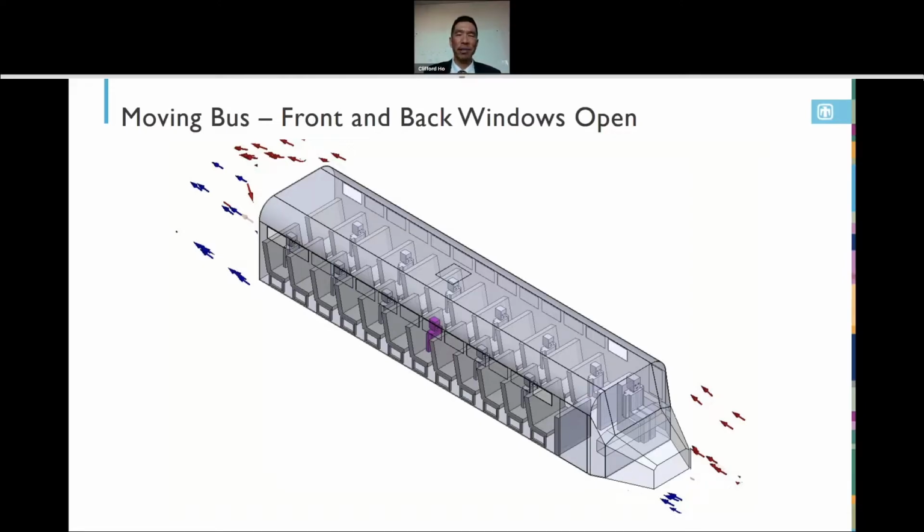This is something you can test at home. If you have a passenger vehicle, open up your windows, take a tissue, and you can see which way the flow is going in and out. Do you think it's going in the front, or will it enter the bus in the back?